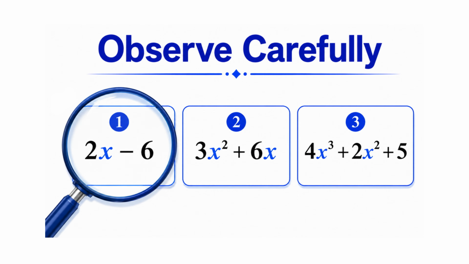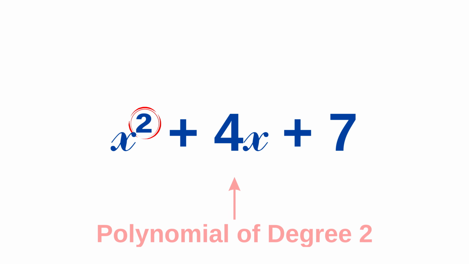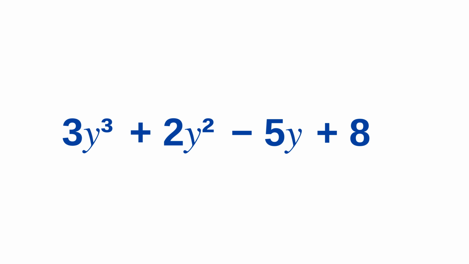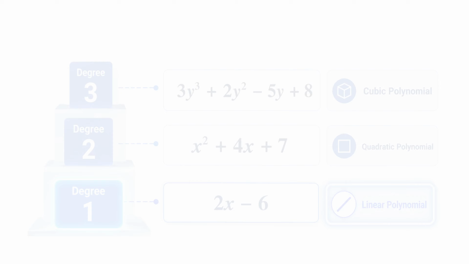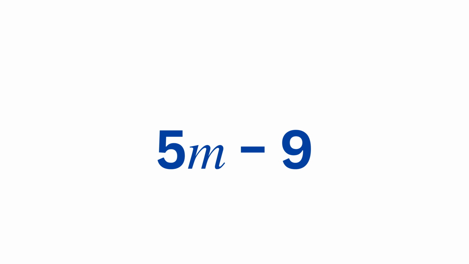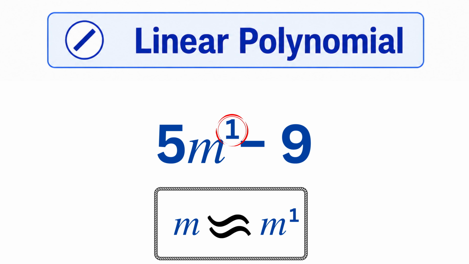Observe carefully. In x squared plus 4x plus 7, the highest power of the variable is 2. So this is called a polynomial of degree 2, a quadratic polynomial. Now look at 3y cubed plus 2y squared minus 5y plus 8. The highest power here is 3, so this becomes a cubic polynomial. And when the highest power is exactly 1, the polynomial is called linear. For example, 5m minus 9. The highest power of m is 1, so this is a linear polynomial.